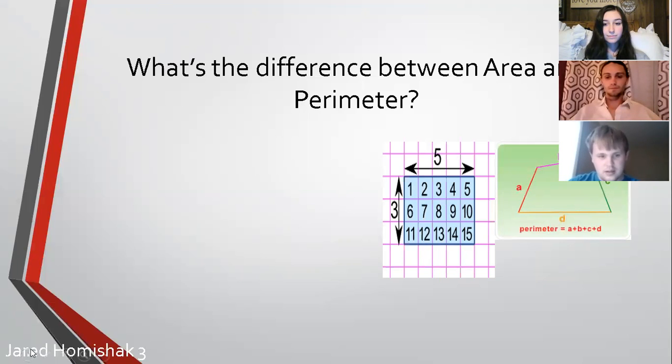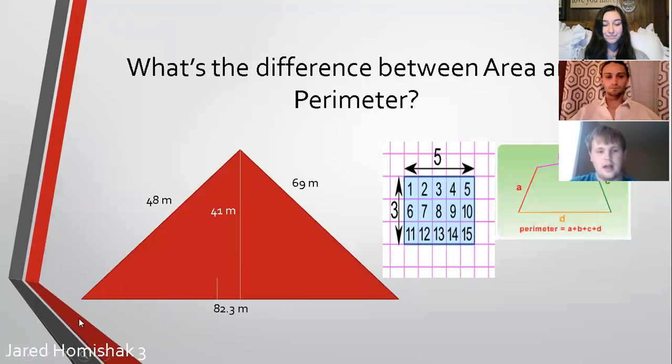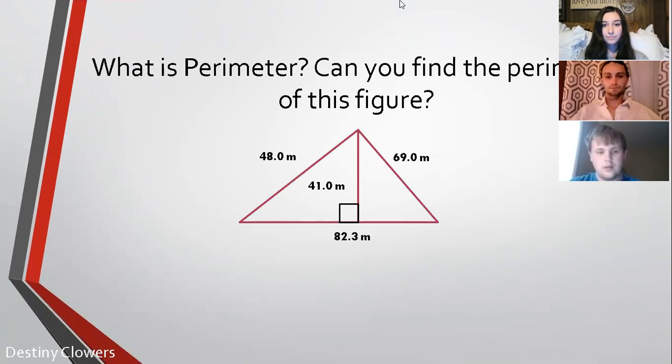Good question. I'm going to compare here to one of the triangles you worked on. If it had a base of 82.3 meters and a height of 41 meters, then you multiply half of the base times the height to get the area that is inside the triangle, and add up all the sides to find the perimeter.